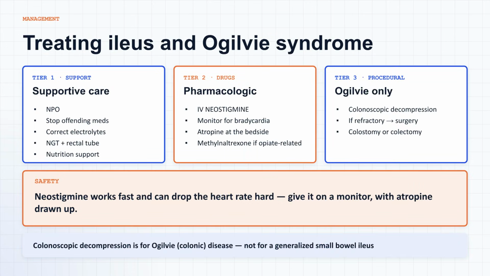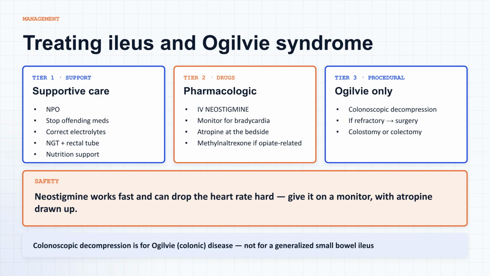Treatment begins with support. Make the patient nothing by mouth. Stop every offending medication. Correct the electrolytes. Decompress with a nasogastric tube from above and a rectal tube from below. Provide nutrition support. For opiate-related cases, methyl naltrexone can help.